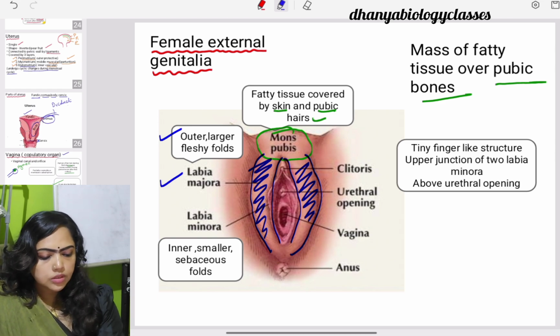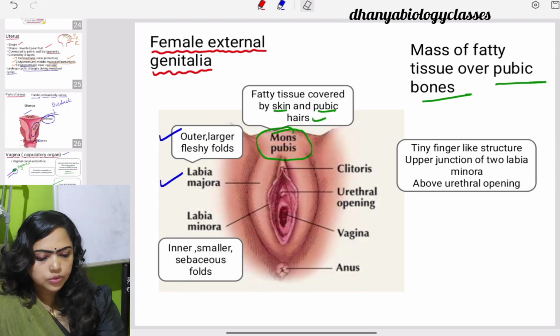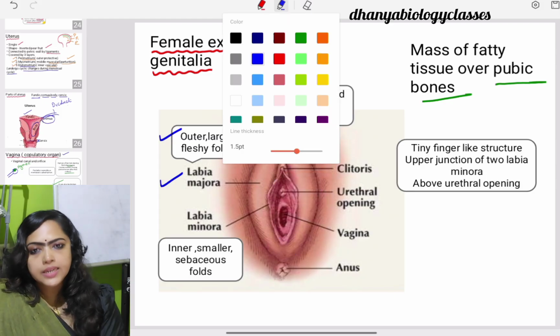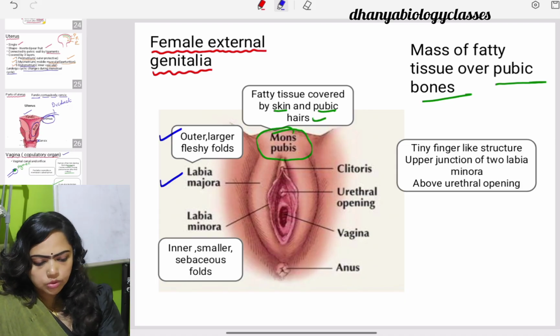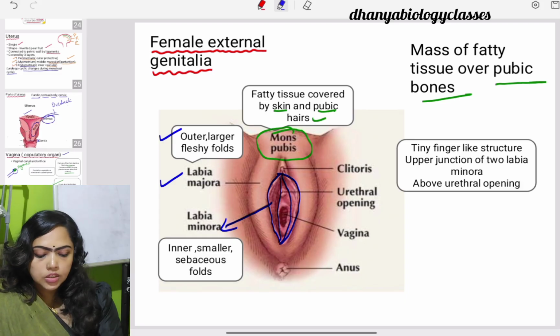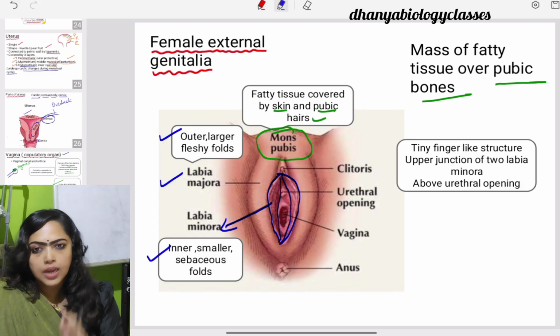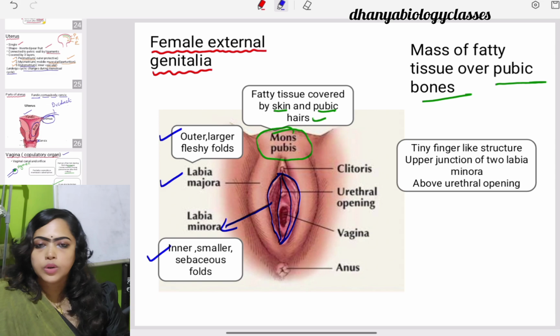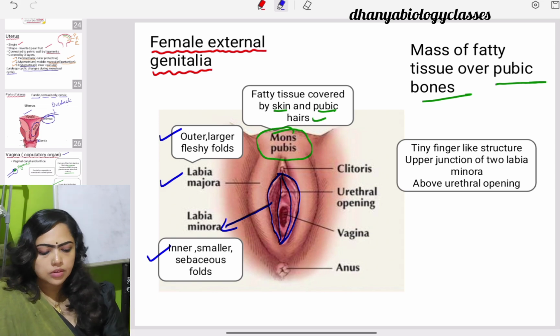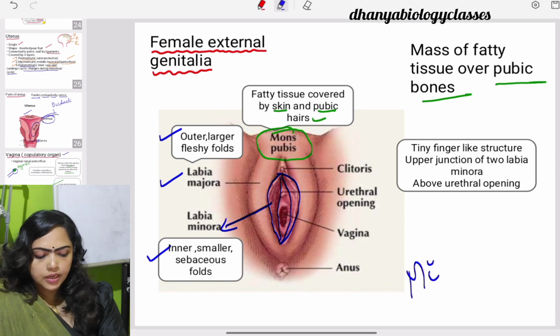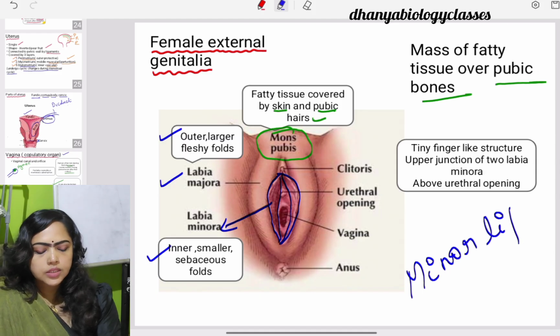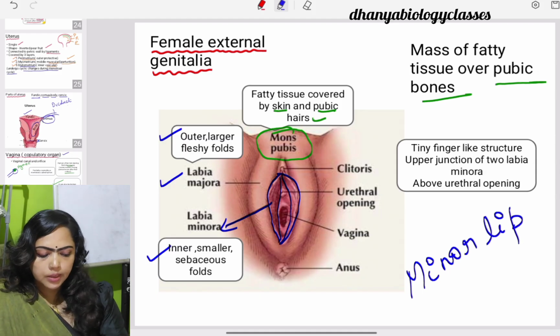Okay. Then inner to this labia majora, another fold of tissue is present, and this fold of tissue is called as what? Minor lip. So inner to the major lip, what is present? This fold of tissue, which is inner to labia majora, is called as what? Labia minora. So it is inner, smaller, and also sebaceous, slimy in nature. And this is called as labia minora, or minor lip. This thing is labia majora, or what? Major lip.